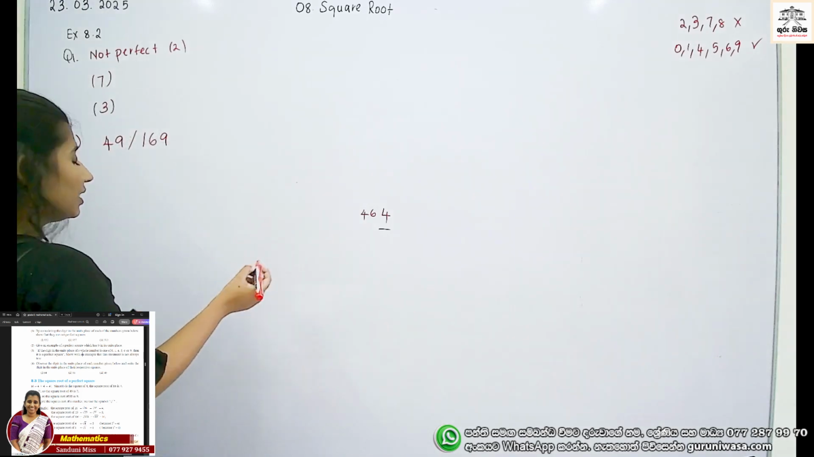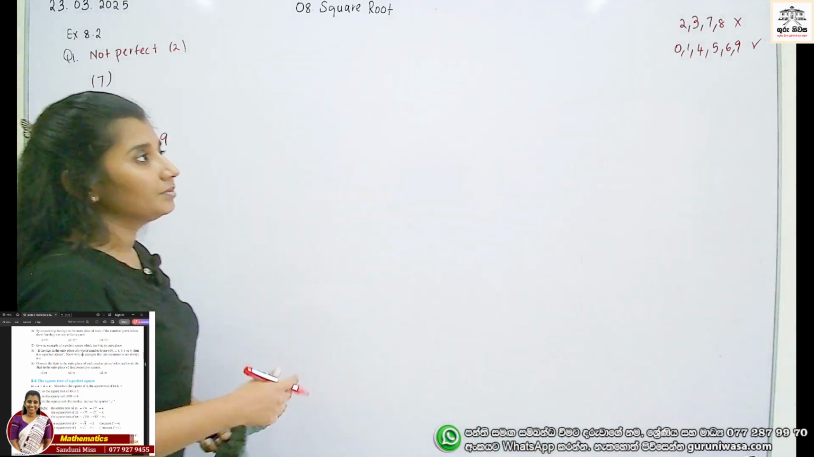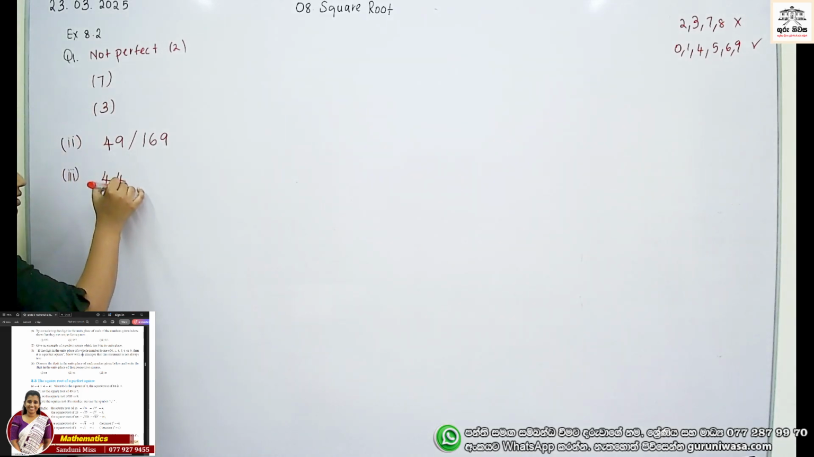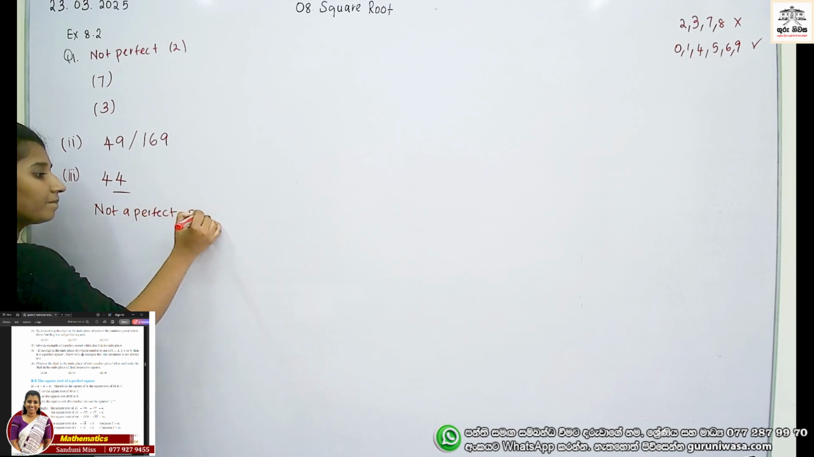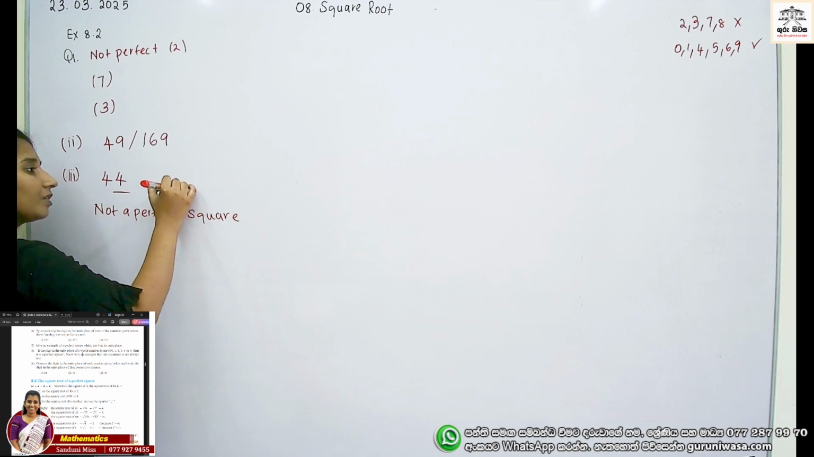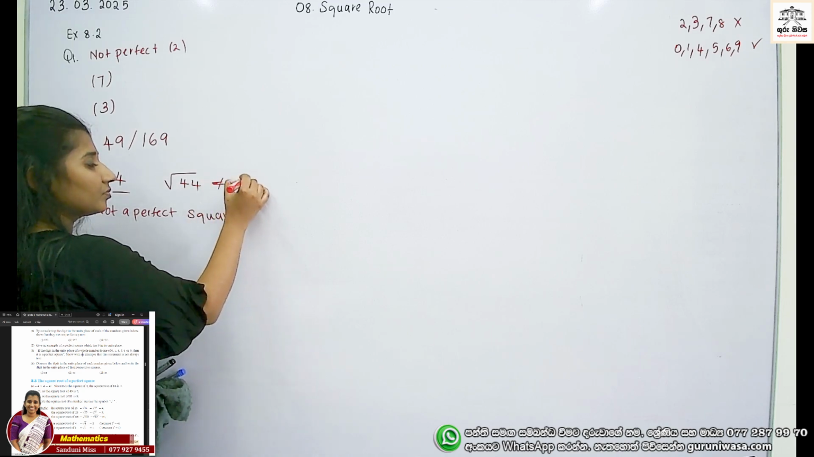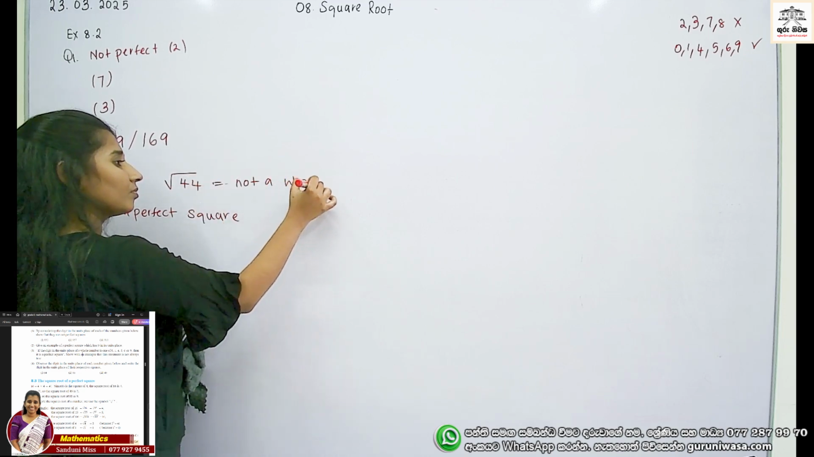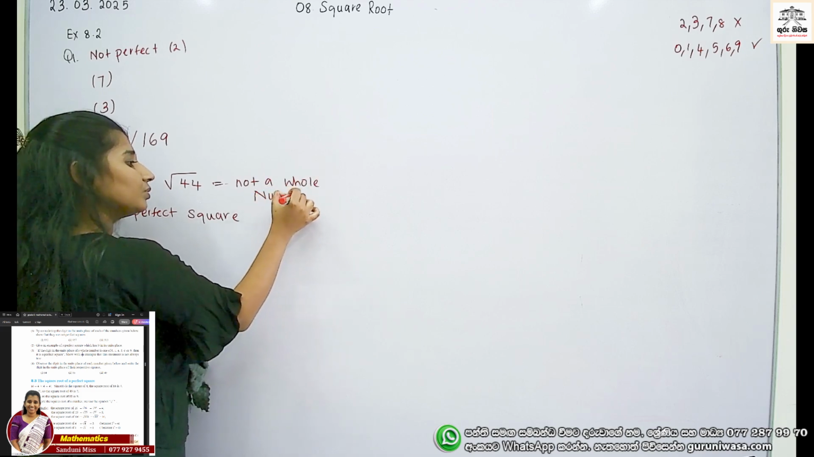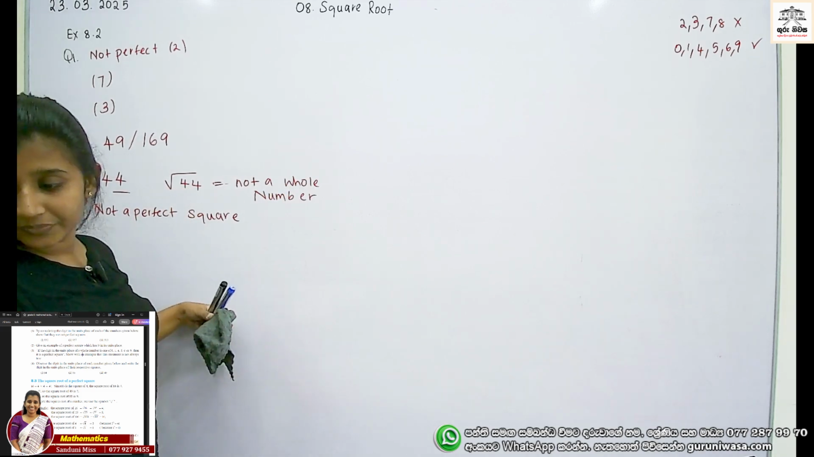We'll take an example. We'll take a small number without taking a big one. We'll take it as 44. 4 is in the unit place, but this is not a perfect square. Square root of 44 is how much? It's not a whole number. Square root is there, but not a whole number. So, 44 is not a perfect square.